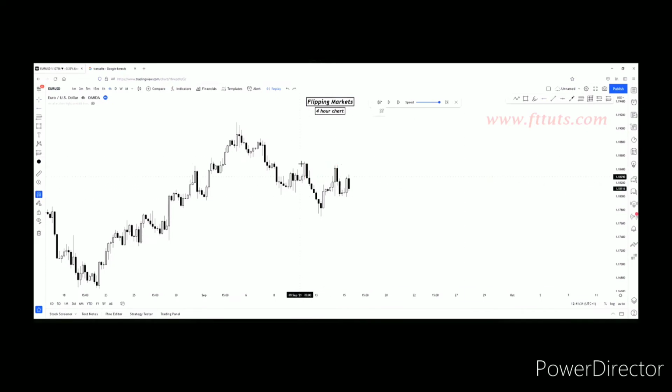So I will just mark the structure. Price is currently moving in this range. We have a high and a low. As soon as price breaks this low point, it will create a break of structure. So one of the three criteria will be filled. Okay, let's see what will happen.